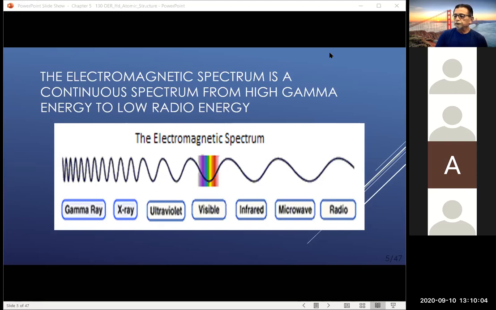Ultraviolet, you're all familiar with ultraviolet. You get out in the sun, you get a little burn, sunburn, because of ultraviolet, and then a little bit less energy are the infrared wavelengths. So be familiar with this spectrum as far as the position of where the gamma rays are and where the radio waves and visible light are.